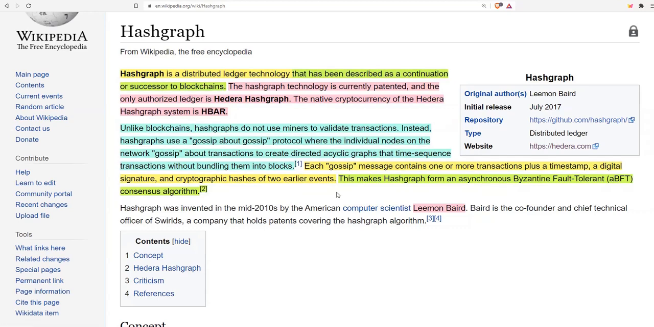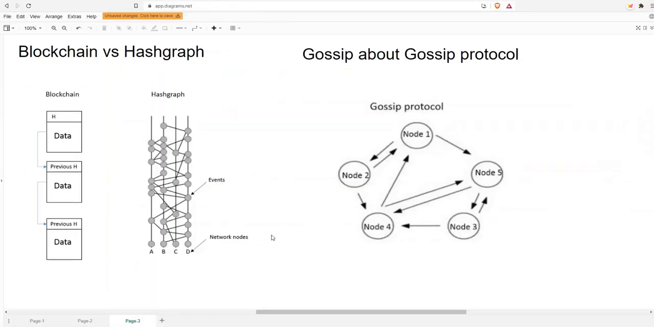Each gossip message contains one or more transactions plus a timestamp, a digital signature, and cryptographic hashes of the two earlier events. So those graphs may contain one or more transactions, but with a timestamp, a digital signature and cryptographic hashes. All these three parameters are there to validate those transaction records, and all these are gossiping randomly.